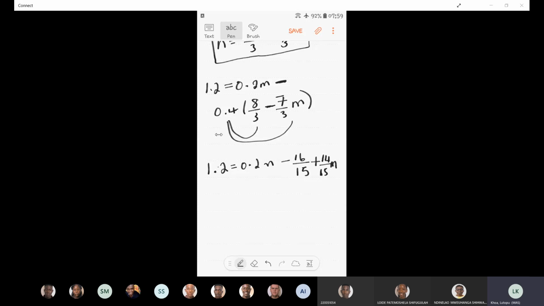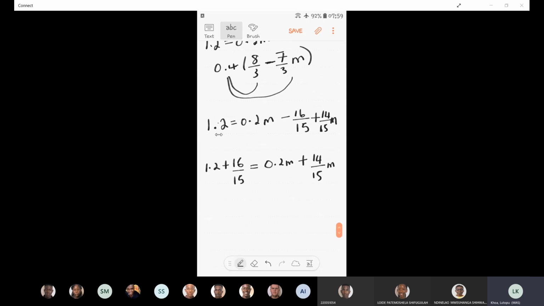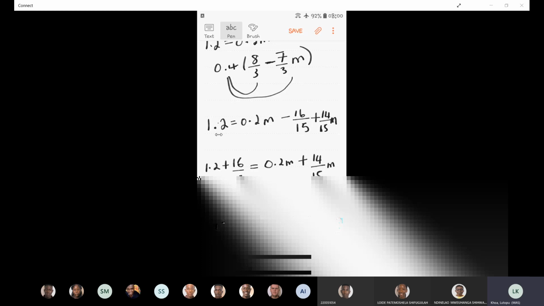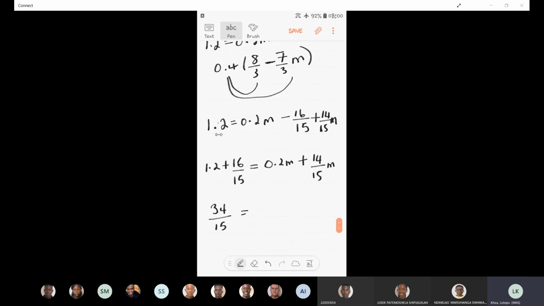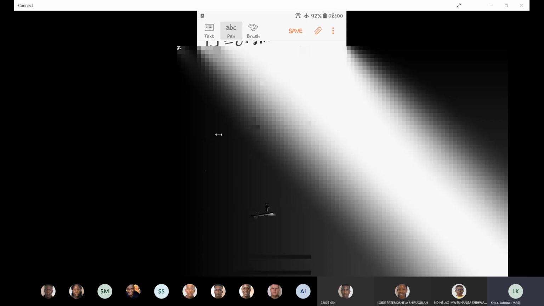Then again, we collect our like terms. I will add 16 over 15 on both sides. So I have 1.2 plus 16 over 15. And then on the right hand side, I have 0.2m plus 14 over 15m. So those you can just do on your calculator. Here I have 34 over 15. And here I have 17 over 15.